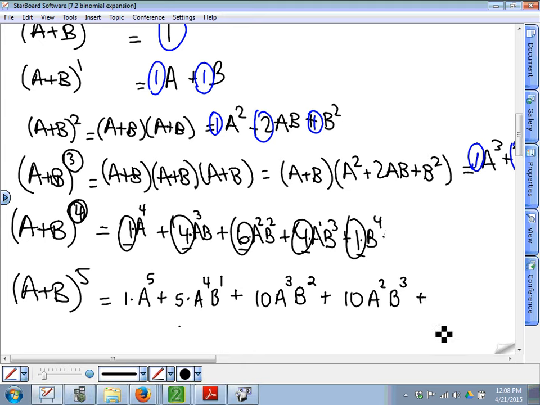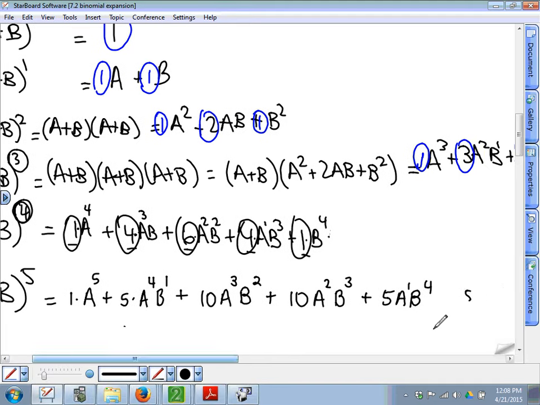Next term: 5, a to the 1st power times b to the 4th. And finally, plus 1 times b to the 5th. That's called binomial expansion using Pascal's triangle.